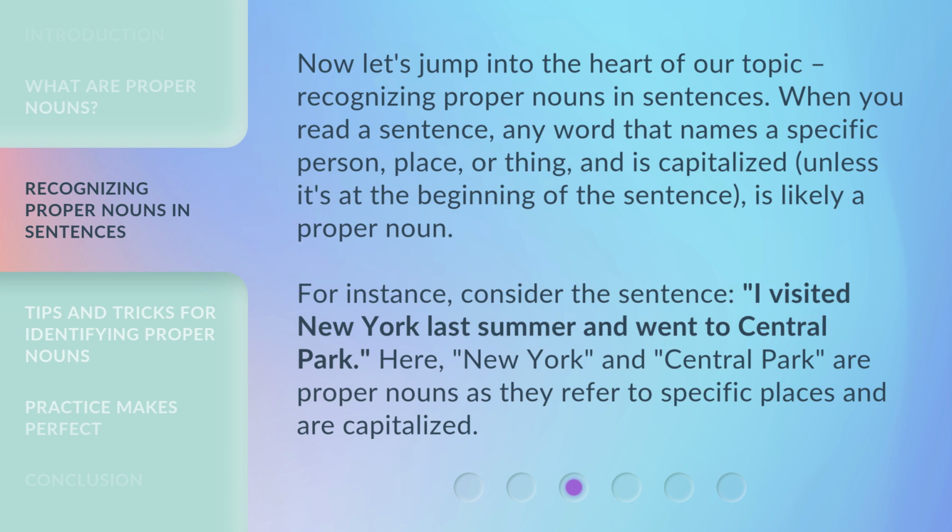Now let's jump into the heart of our topic: recognizing proper nouns in sentences. When you read a sentence, any word that names a specific person, place, or thing, and is capitalized, unless it's at the beginning of the sentence, is likely a proper noun. For instance, consider the sentence, "I visited New York last summer and went to Central Park." Here, New York and Central Park are proper nouns as they refer to specific places and are capitalized.